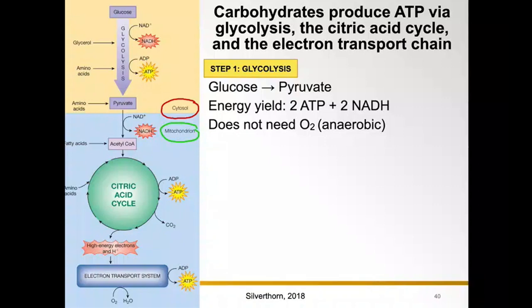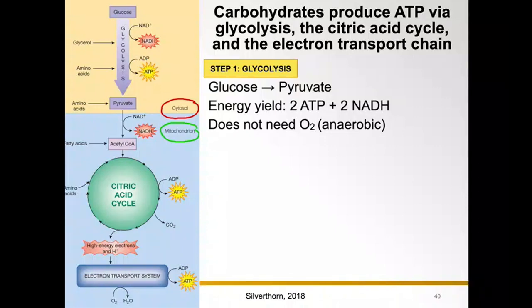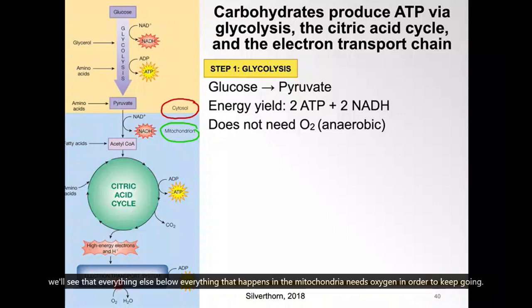The other unique thing about glycolysis is that this part does not require oxygen. Another way of saying this is that it's an anaerobic reaction. We'll see that everything else below, everything that happens in the mitochondria, needs oxygen in order to keep going.